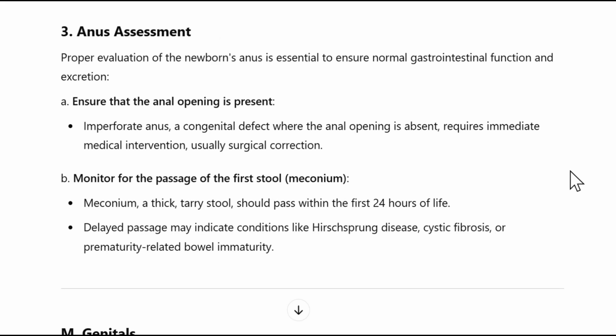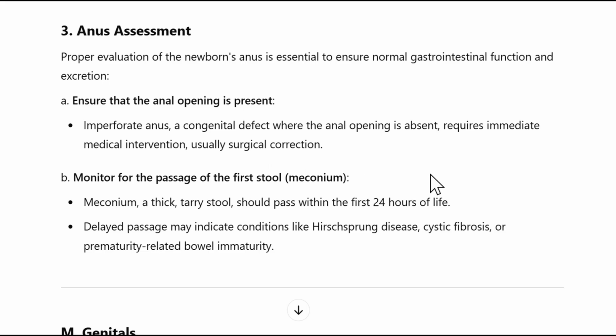3. Anus assessment. Proper evaluation of the newborn's anus is essential to ensure normal gastrointestinal function and excretion. A. Ensure that the anal opening is present. Imperforate anus, a congenital defect where the anal opening is absent, requires immediate medical intervention, usually surgical correction.